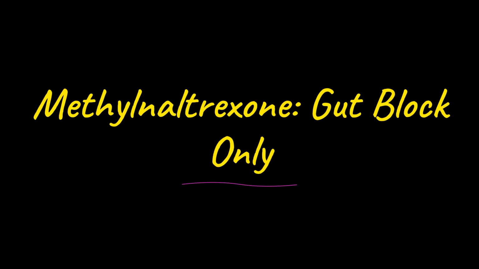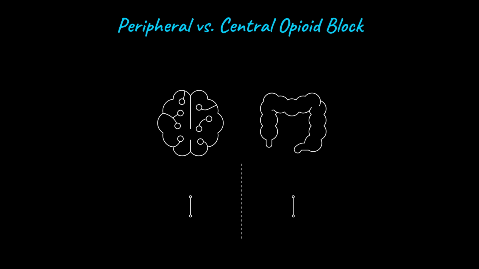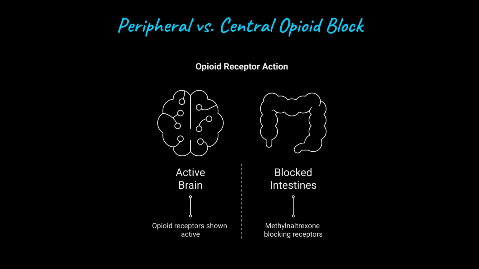Opioids are powerful pain relievers, but they create a stubborn problem. They slow the intestines and cause severe, persistent constipation that doesn't fade with time. Methyl naltrexone was designed specifically to solve that problem without touching the pain relief. Methyl naltrexone is chemically built so it cannot cross the blood-brain barrier. It stays in the periphery, blocks opioid receptors in the gut, and lets the intestines resume normal movement, all while the opioid continues working on pain pathways in the brain.